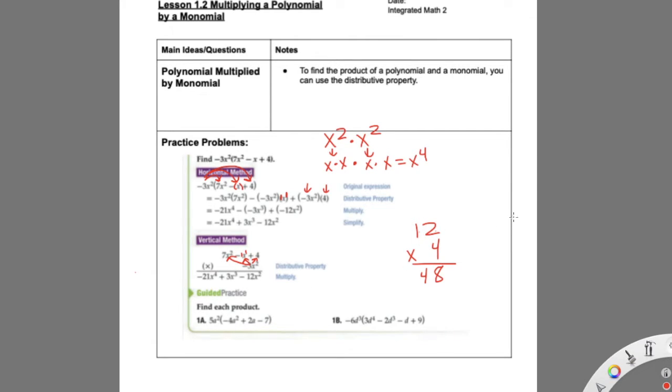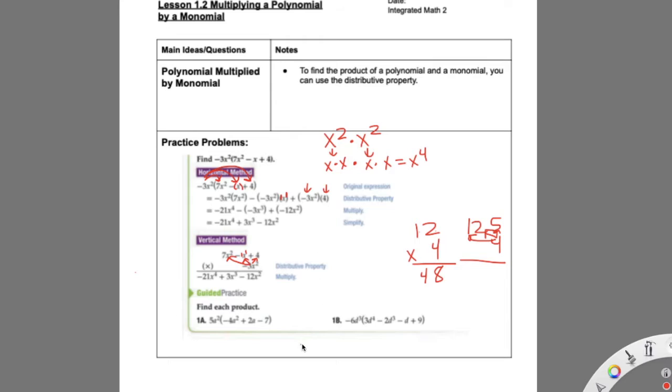So if I had a larger number like this, I'd go 4 times 5, 4 times 2, and then 4 times 1. That's how we multiply numbers. That's how we learned how to multiply. So we're doing the same thing. It's just a little bit more complicated looking because it's monomials. It has variables in it, but it's the same concept.